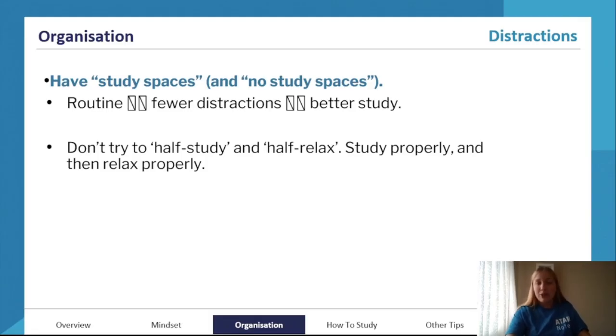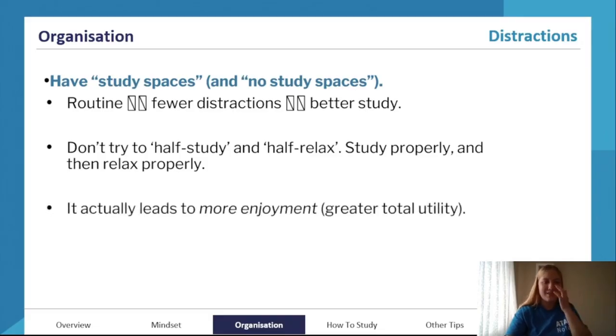When we're studying, we don't have our phone anywhere around us. We focus on our work, we get our work done. Then we take our phone back, or if we're having a break, of course, we take our phone back and we go and enjoy ourselves and do whatever we like to do in our free time. And that will keep us the least tired and least stressed out that we possibly can be during this year. So this is how we need to do it, guys. And obviously it leads to a lot more enjoyment and happiness, and much better total utility.